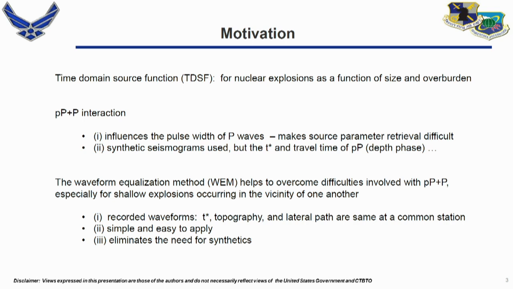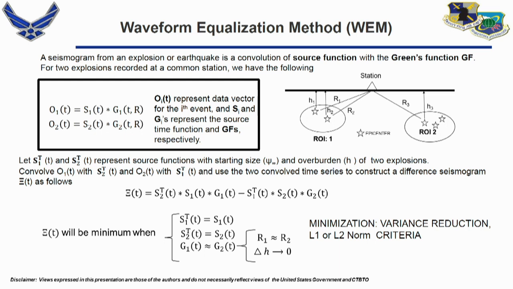This is the whole method. I have a schematic there for region 1 and region 2. In this particular case, I will say that all my explosions are in a particular region. If I have two observations, for example, which I call O1 and O2, each is basically a convolution of the source with the Green's functions. So if I have that observed data, and I assume a pair of source time functions for the two events, I cross-convolve all those things and subtract the resulting seismograms, there will be a difference seismogram, which is this one, the second equation.